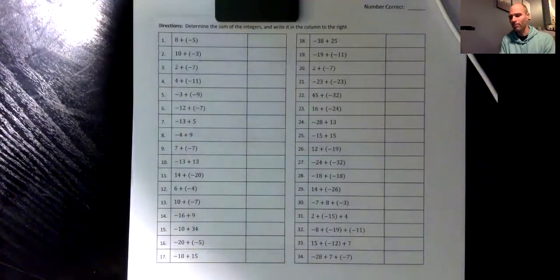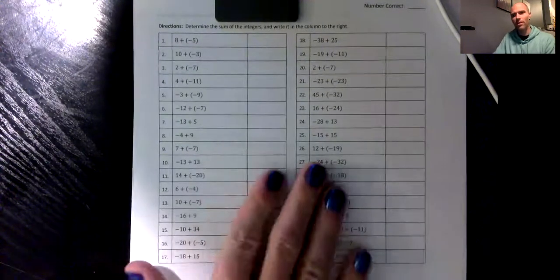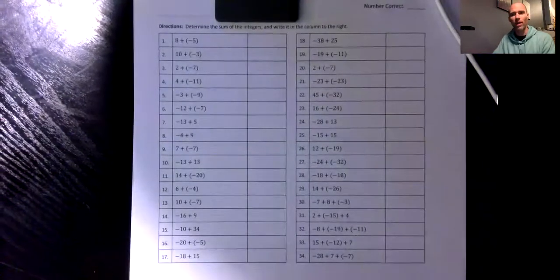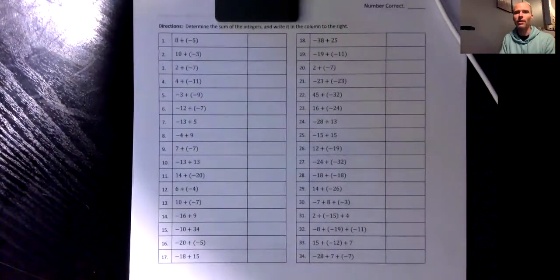So I'm going to go through the answers to this integer sprint. For the first few, I'll talk my way through them. And then after that, I'll just start writing the answers after you've heard me talk enough.